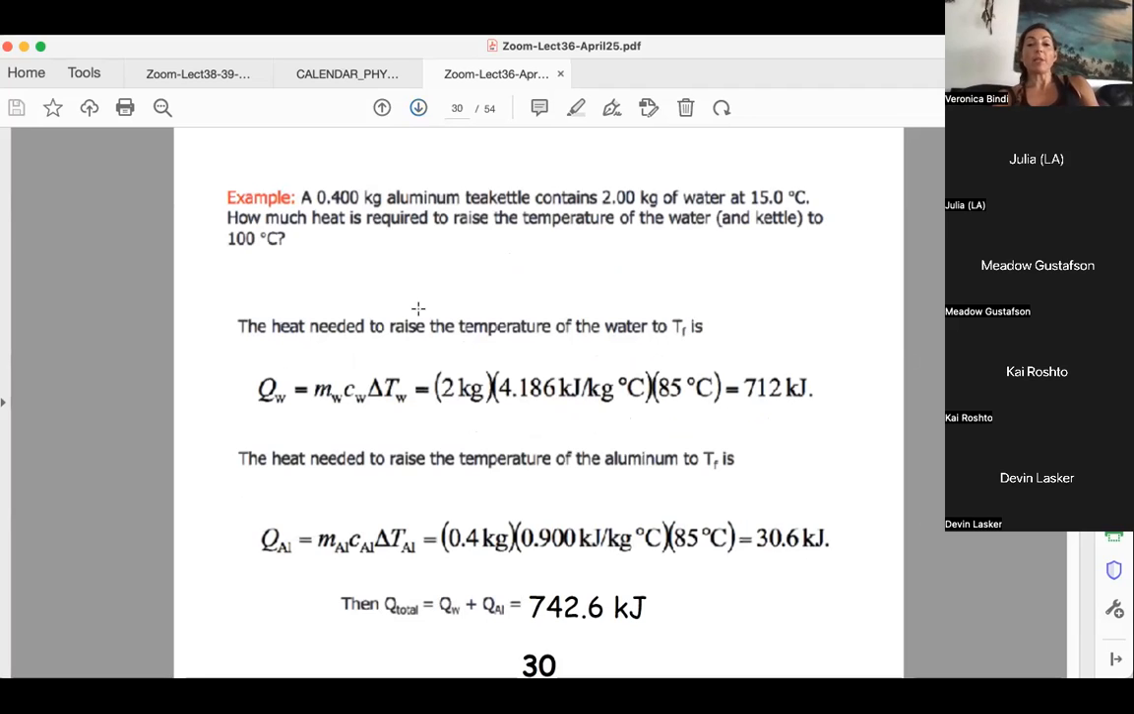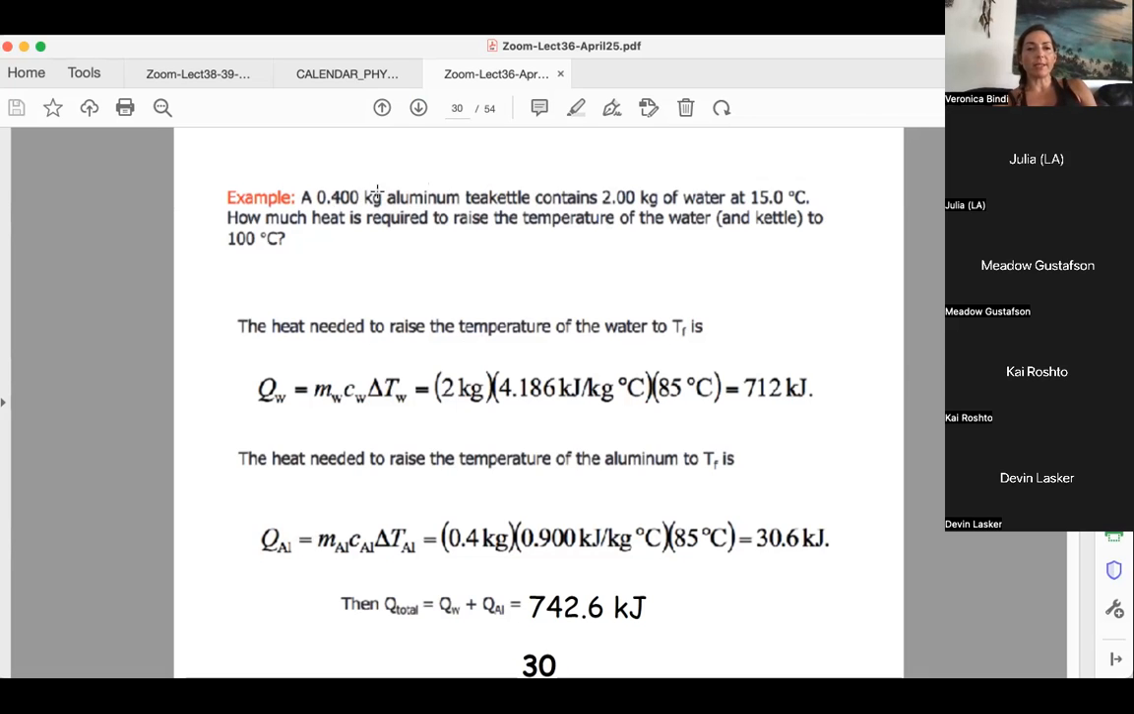Now, something a bit more complex. We have a 0.400 kilogram aluminum tea kettle that contains 2 kilograms of water at 15 degrees Celsius. How much heat is required to raise the temperature of the water to 100 degrees? So here, you need to be careful because as you see, the problem is also providing the information about the aluminum kettle.